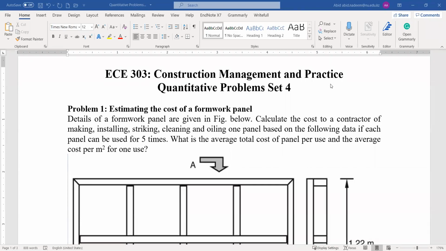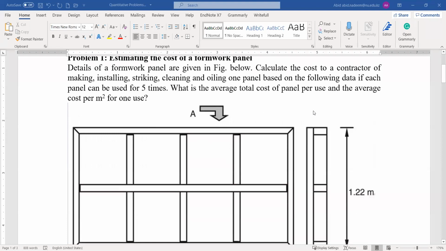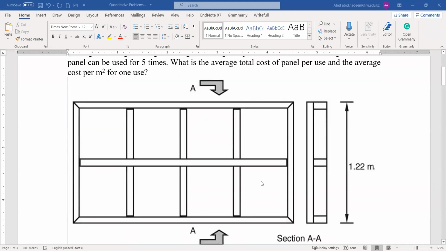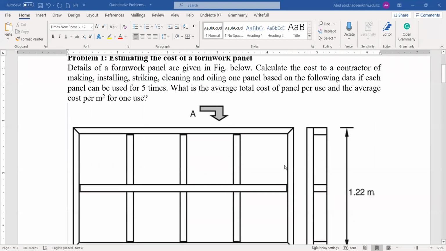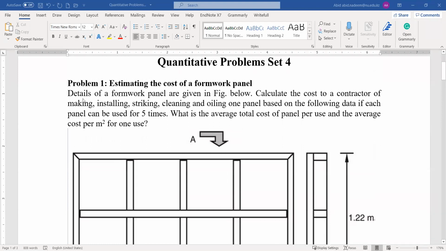So today in the first half of this lecture, we will perform this quantitative problem set number 4. In this case, you have this description of the problem, and you have this sketch in which you have to estimate the quantities first. So what is the description? The details of a formwork.